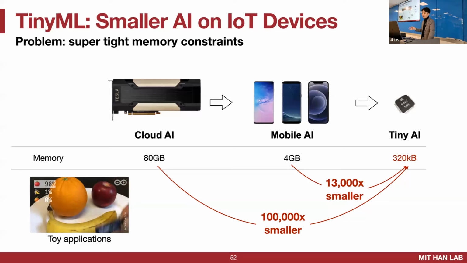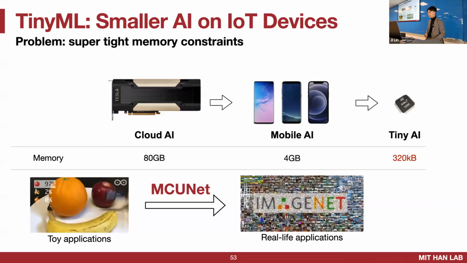So it's like 5 orders of magnitude smaller compared to the GPUs. Due to the limited hardware capacity, people have only been able to do some toy applications. For example, this is a demo from Google. They use this microcontroller to classify 3 fruits, mostly by looking at the color. This is definitely not something we want to stop at. So our work at MCUNet aims to bridge the gap and enable real-life applications of deep learning on this tiny hardware.